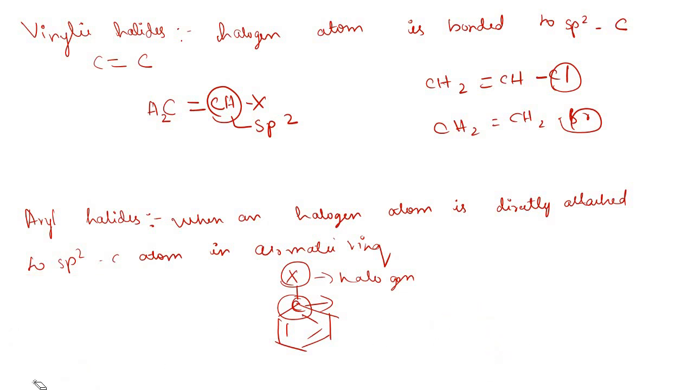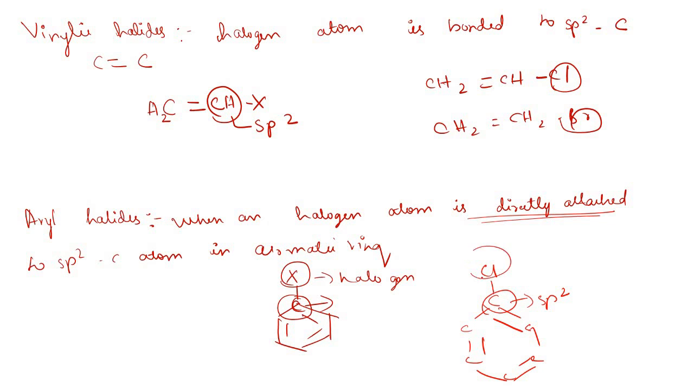One second, I'll draw it properly. So it's like this, right? There are the hydrogen atoms as well attached to it. Okay, so this is a halogen atom. Here this part is sp2 hybridized. That's what they're telling. When a halogen atom is directly attached to an sp2 hybridized carbon in an aromatic ring, it's called an aryl halide.